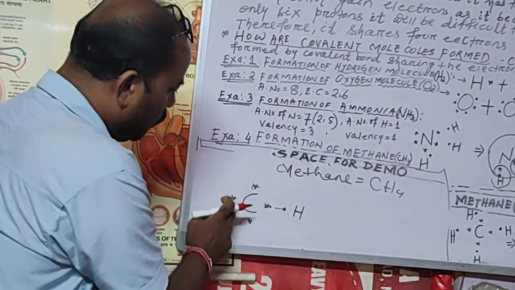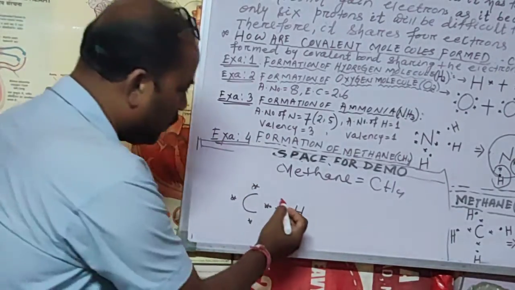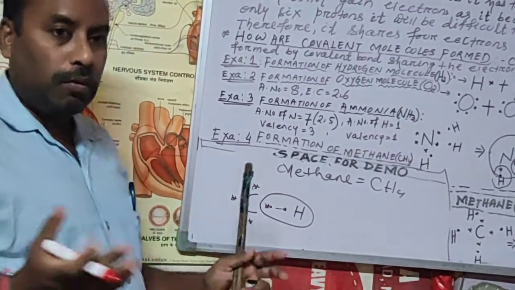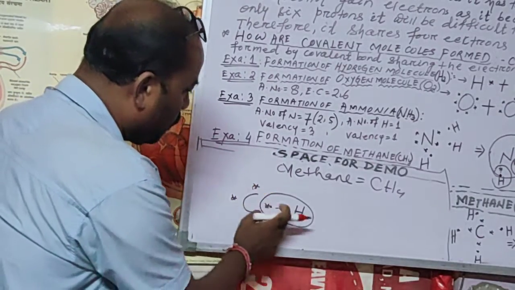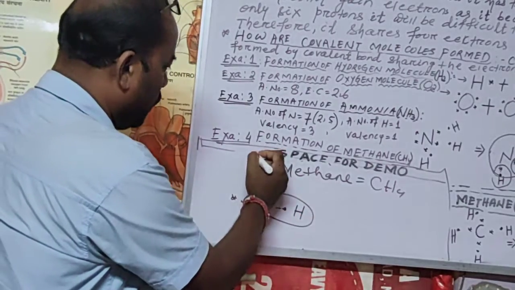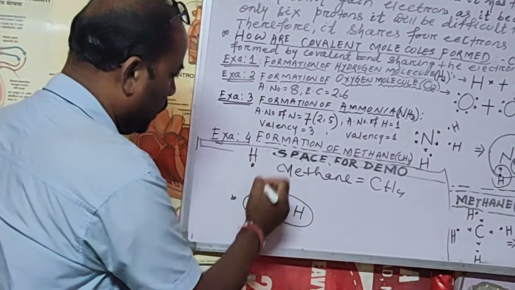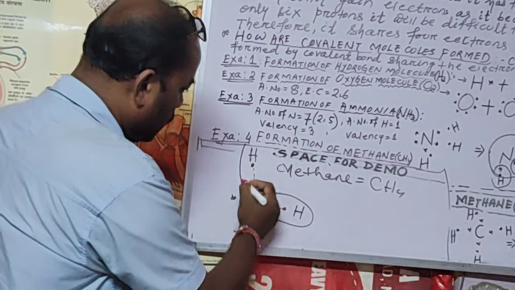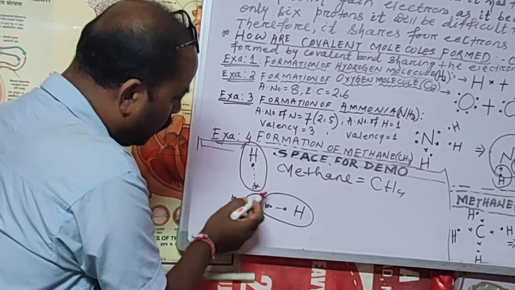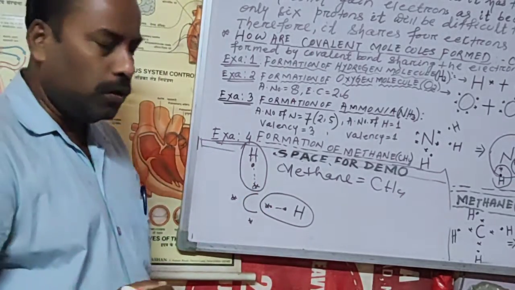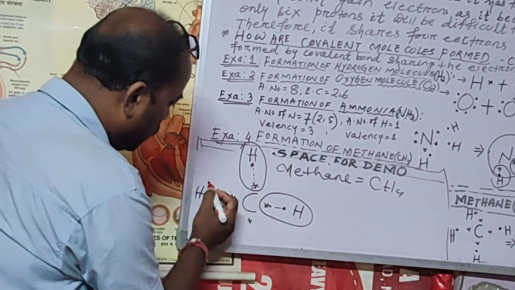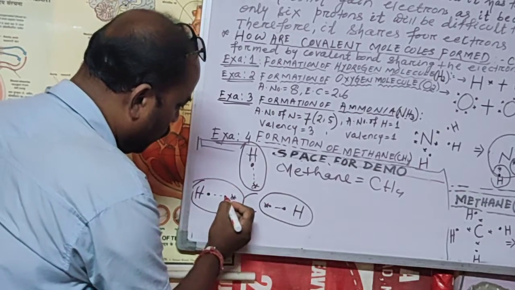But 1, 2, 3, 4, 5. Carbon is not satisfied. Hydrogen is satisfied, making the bond. So carbon will say, no, I have 5, I need another 3. So this hydrogen will call another hydrogen here. This hydrogen is coming here with its 1 electron. Now the bond will be formed. Now this hydrogen is very happy. So now carbon says that I have 1, 2, 3, 4, 5, 6. I need 2 more. So this hydrogen will call another hydrogen with 1 electron, and this hydrogen will make the bond.